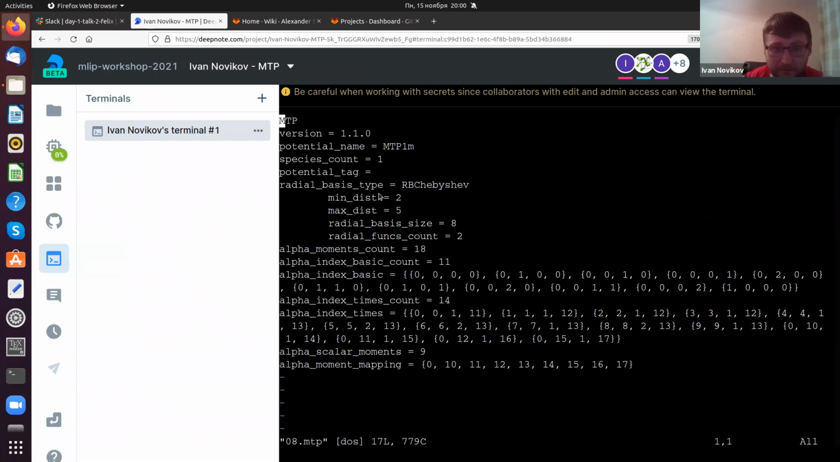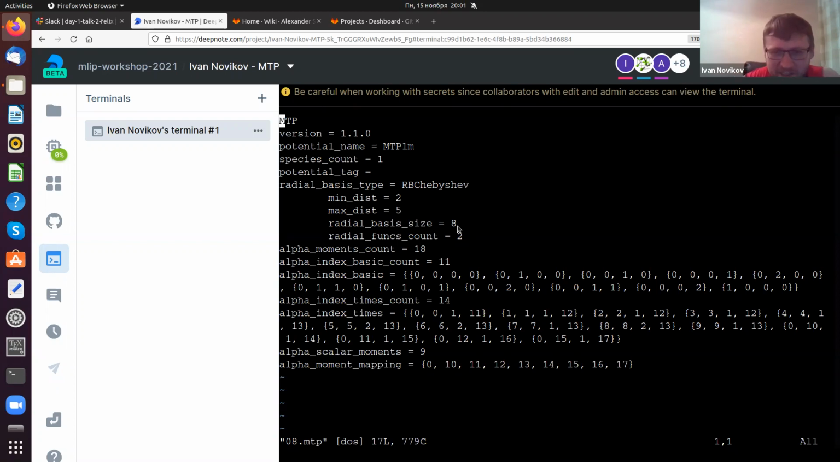Let's consider this simple MTP. The format is like this. It's a text format. The first string is MTP, the second string is version, potential name, species count. You may, of course, change this number of species. This is the number of atomic types in the training set. Next, radial basis type, we use Chebyshev polynomials. Next, the minimal distance between atoms in the training set. We also may change this parameter. Next, max dist. Next, radial basis size, or number of Chebyshev polynomials.